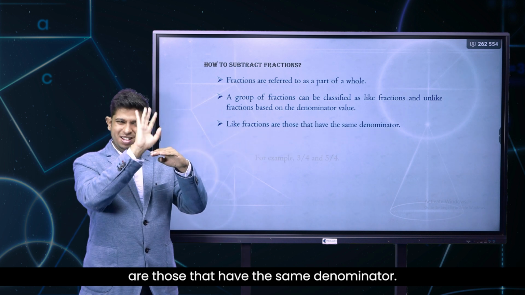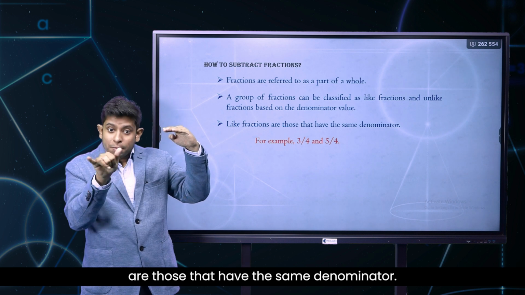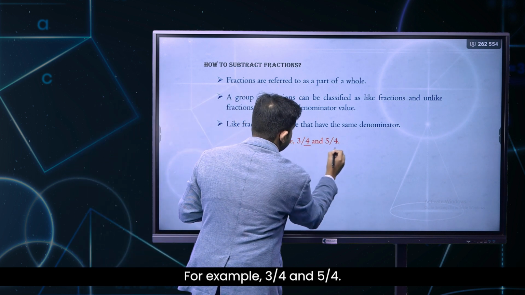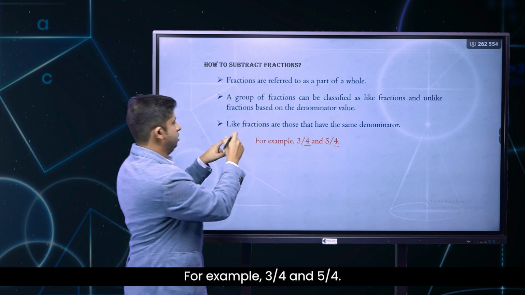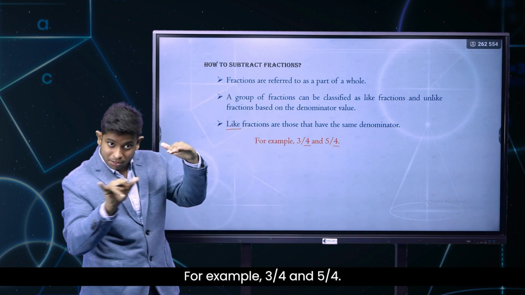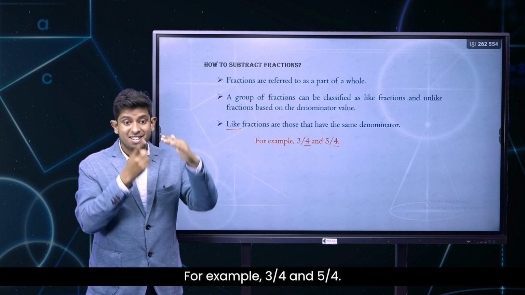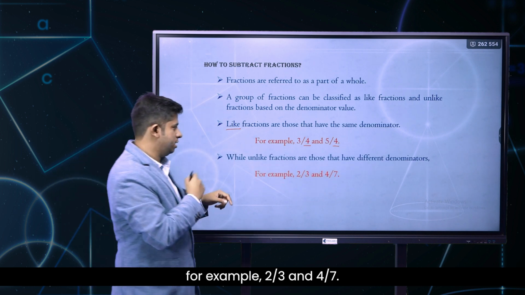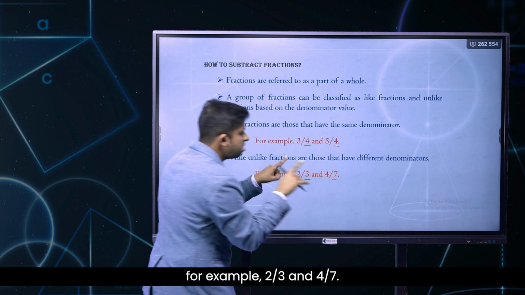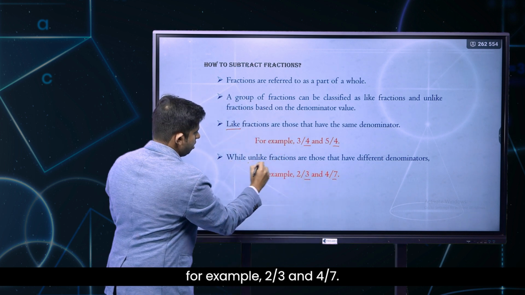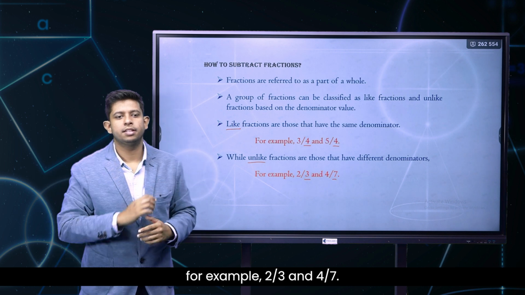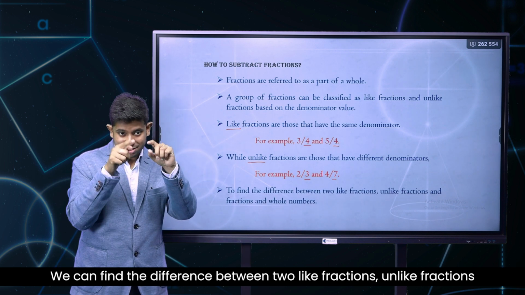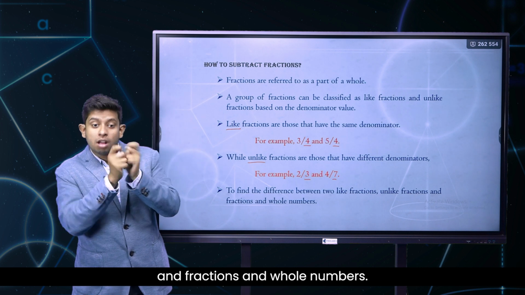Like fractions are those that have the same denominator. For example, 3 by 4 and 5 by 4. While unlike fractions are those that have different denominators. For example, 2 by 3 and 4 by 7. We can find the difference between two like fractions, unlike fractions, and fractions and whole numbers.